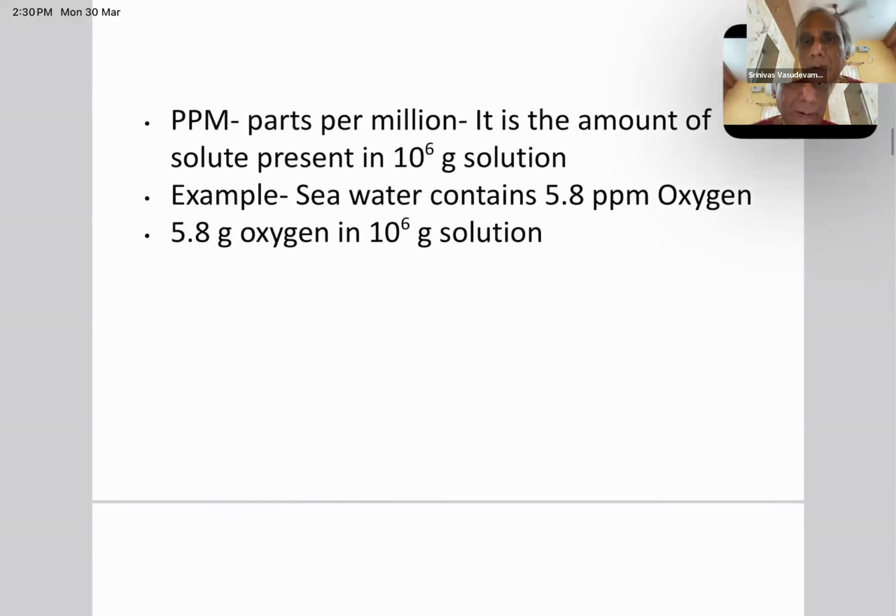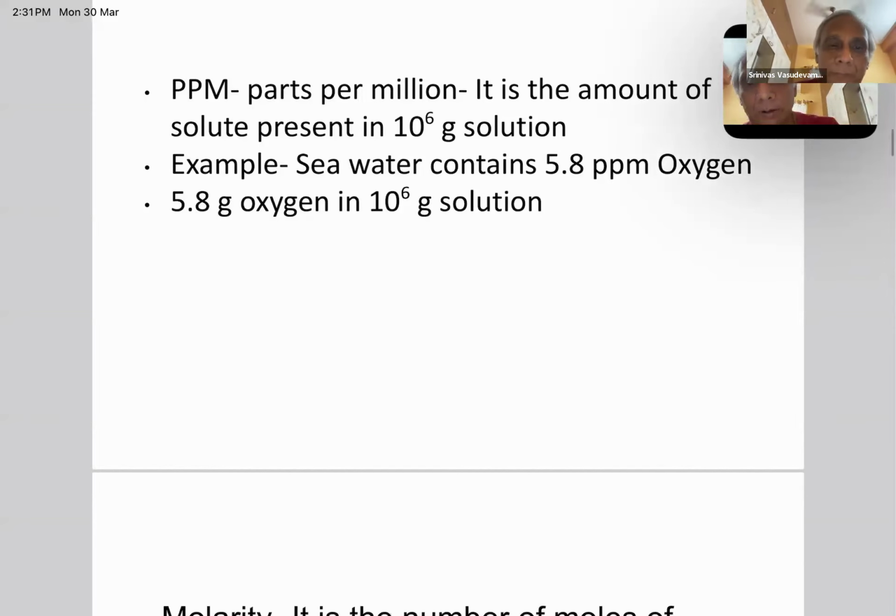Parts per million. It is normally used when a gas is dissolved in a solvent to give a solution, because solubility of a gas in a solvent is very less here. It is the amount of solute present in 10 power 6 gram solution. Seawater contains 5.8 parts per million oxygen. That means if I take 10 power 6 gram solution of seawater, it will have 5.8 gram of oxygen.